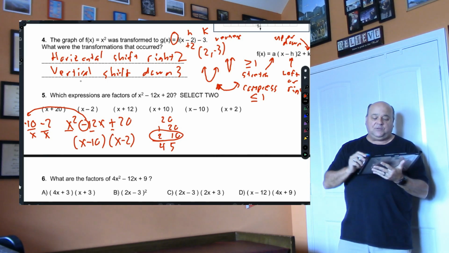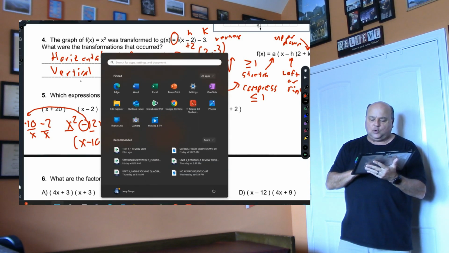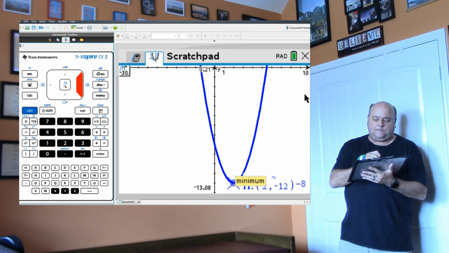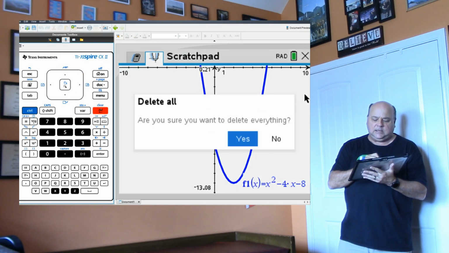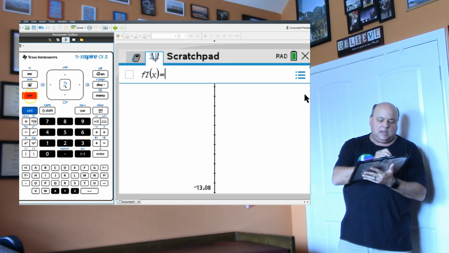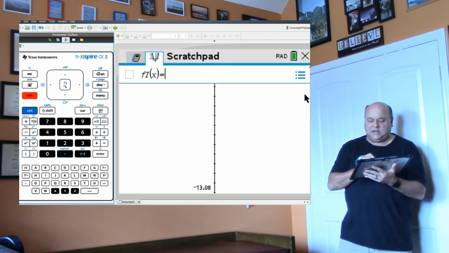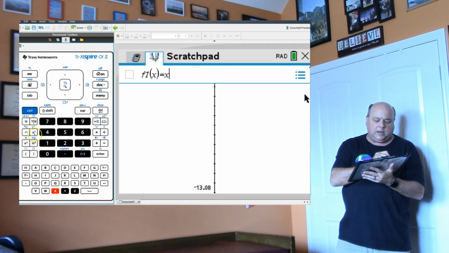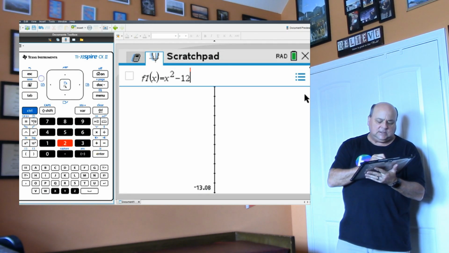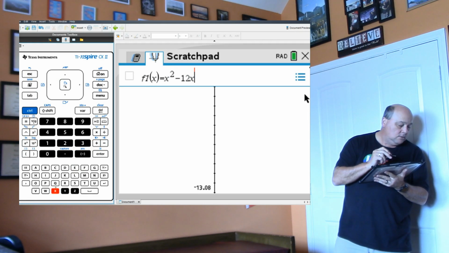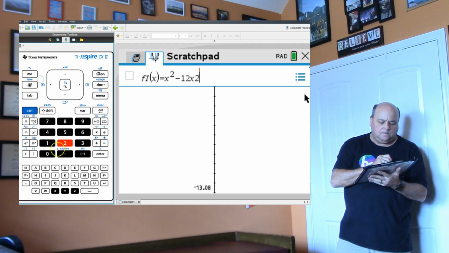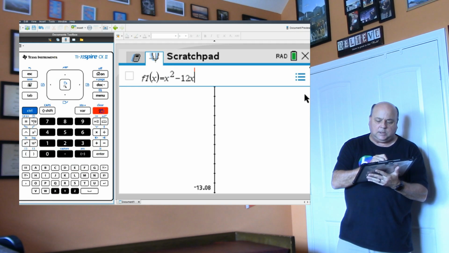Now then you can graph this and also get the factors. So I'm going to go to the calculator, delete my graph, tab, and we're going to graph x squared minus 12x, and then plus 20. Hit, I need plus 20.